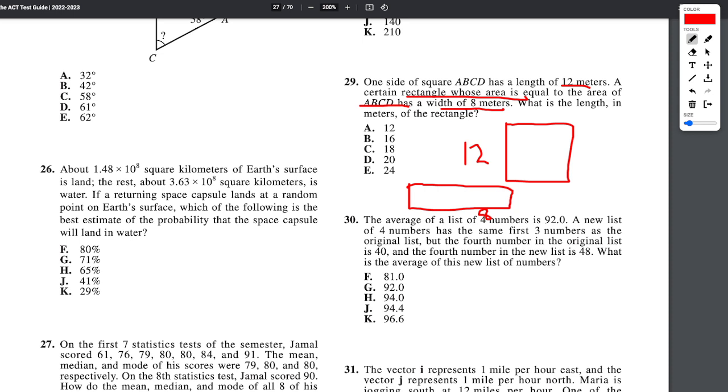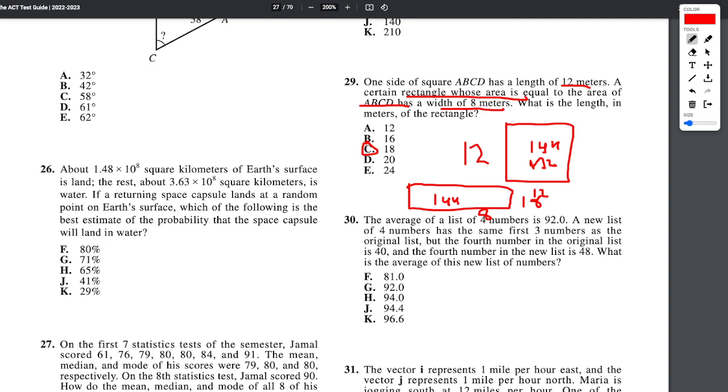So same area. Well, we know this is 12. This is 12. This has an area of 144 square meters. So does this one. And the units are the same, right? Okay, good. It's not a unit conversion problem. 144 over 8 is 18. So 29 should be C. Okay, good. 30.